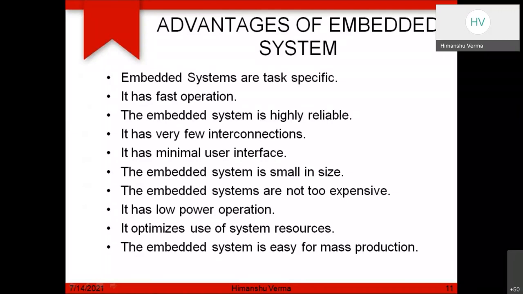Now the second advantage is that they have fast operations. They perform the task within a time frame, and the device must therefore perform fast enough. Sometimes we use embedded systems in devices where a slight delay can be dangerous. For example, a brake system for a car. A slight delay of just 2 or 3 seconds can be very dangerous, it can cause an accident to that vehicle. So they are very fast. Of course, they perform their task in a certain time frame.